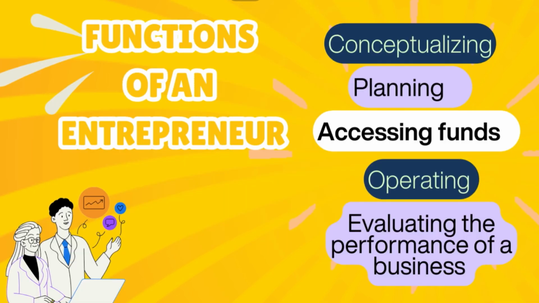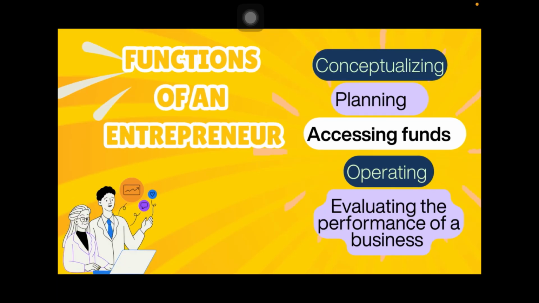Functions of an entrepreneur. There are 5 main functions of an entrepreneur, but not limited to. Organizing and risk taker could also be categorized as functions of an entrepreneur. Now we'll be looking at the functions of an entrepreneur. There are 5 main functions: conceptualizing, planning, accessing funds, operating, and evaluating the performance of a business. In some instances, risk taker can be categorized as a function of an entrepreneur as well as a characteristic.